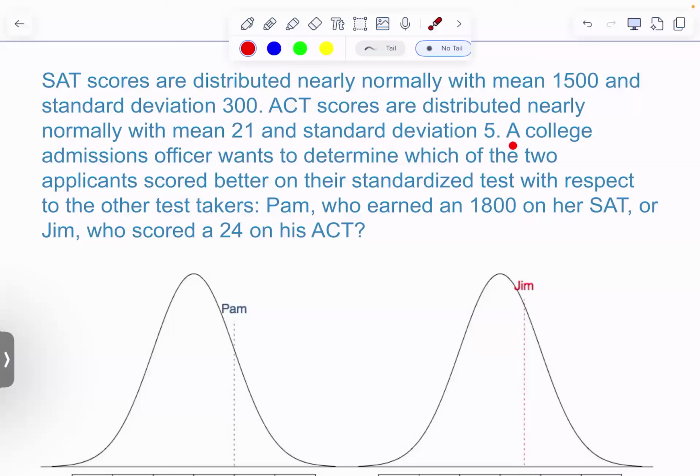We've got this example: a college admissions officer wants to determine which of two applicants scored better on their standardized test with respect to the other test takers. Pam earned an 1,800 on her SAT, or Jim scored a 24 on his ACT. These are standardized tests you can take in the States, used for college applications, to determine how well you would belong at a specific institution.